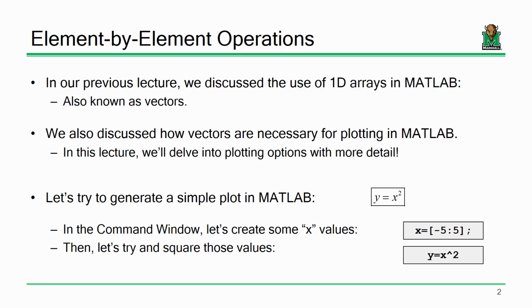We also mentioned how vectors are useful in plotting. Remember, we had a plot x comma y command in the last lecture, and I kind of just glossed over it and said, here's a plot, let's move on. Today we're going to spend some detail on actual plotting. Let's just keep this simple. What does the graph of y equals x squared look like? It's a parabola, right? So let's go into the command window.